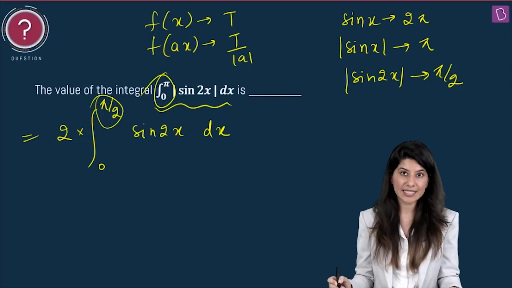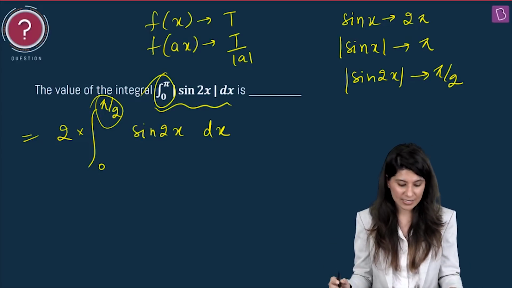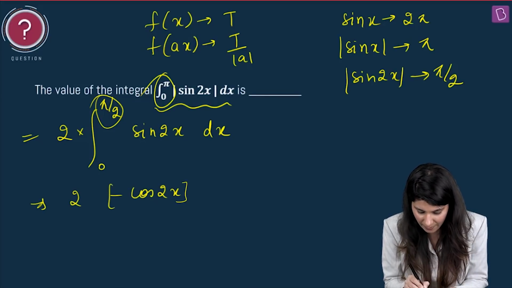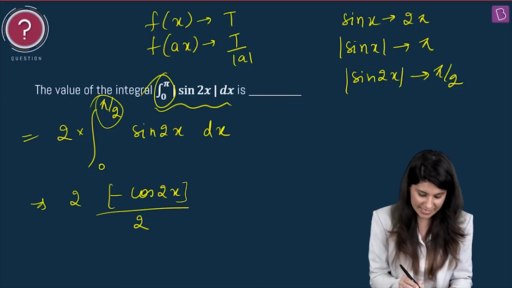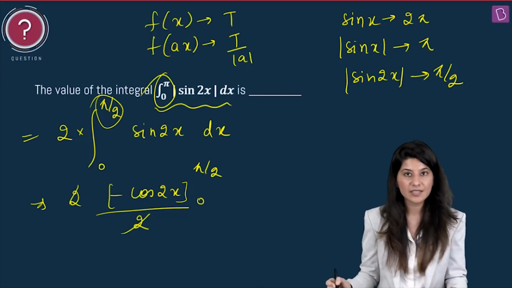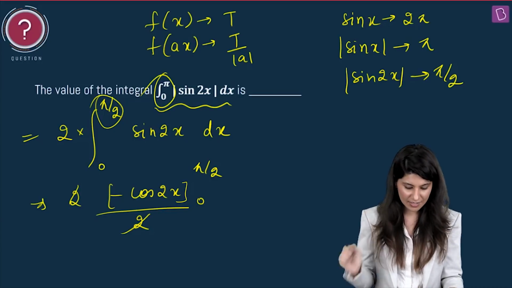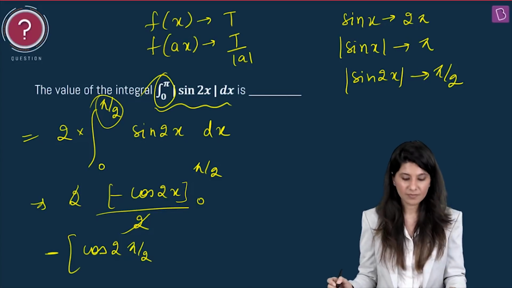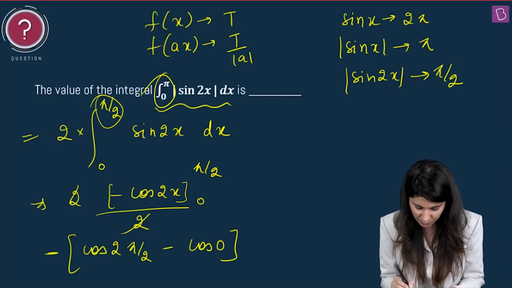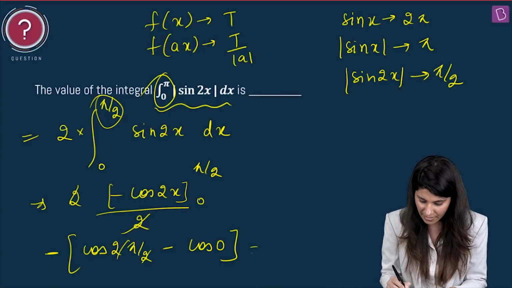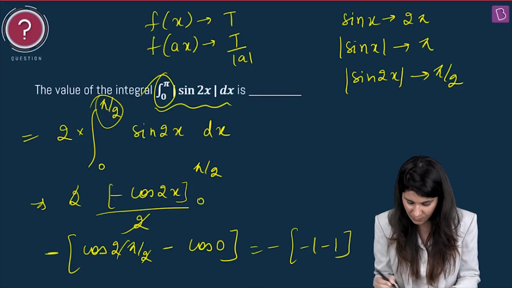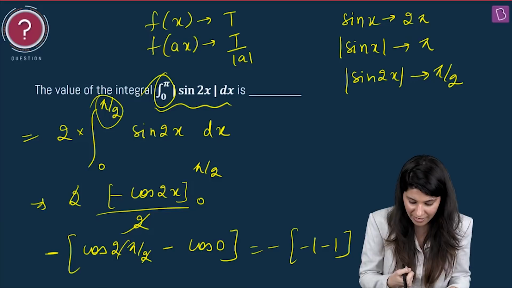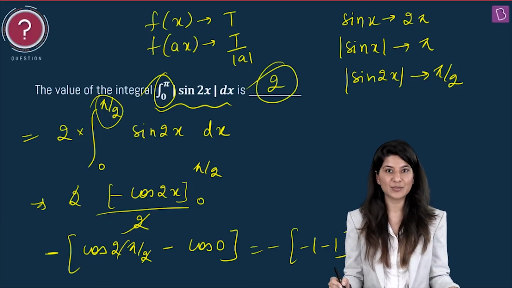Let's do that. Sin 2x. Integration of sin x is minus cos x, so integration of sin 2x would be minus cos 2x by 2. The 2 is gone, and of course the upper and lower limits are pi by 2 and 0. Let's solve it now. Minus of cos 2 pi by 2 minus cos 0. So this is minus of minus 1 minus 1. Overall you get minus of minus 2, that is plus 2. Finally you have your answer, which is just 2.